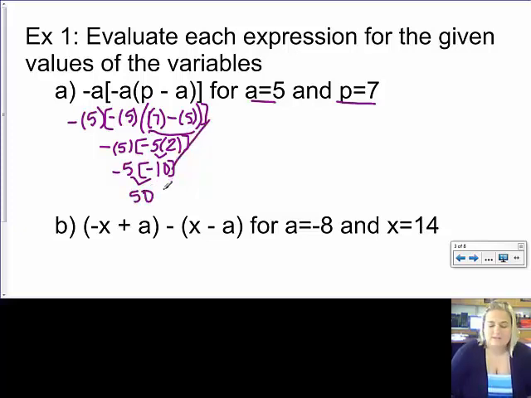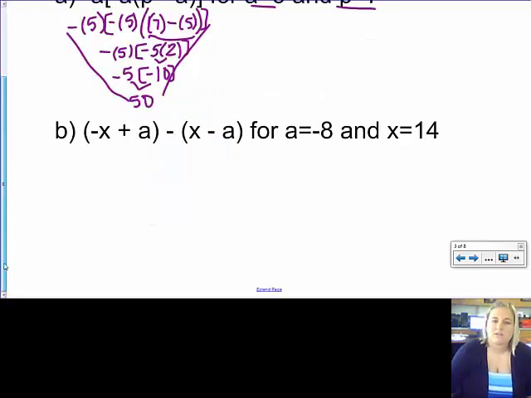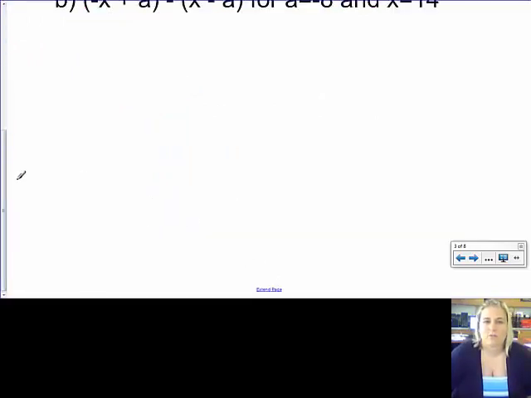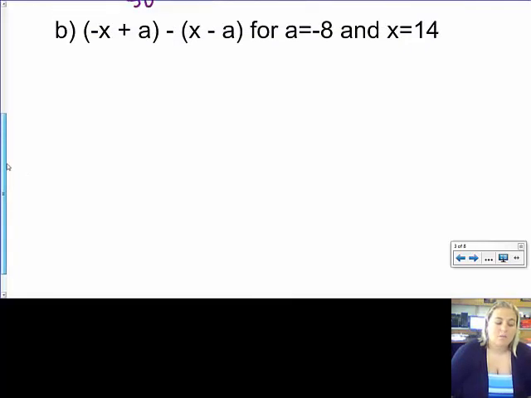And notice that wonderful tornado that we have leading us to our final answer. On example B, it's the exact same thing. I would like for you to go ahead and pause and try and do this one on your own, just to see if you make any mistakes. So go ahead and pause, and we'll go over it together in a moment.